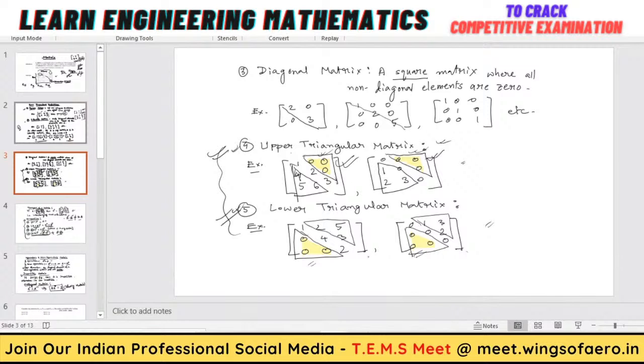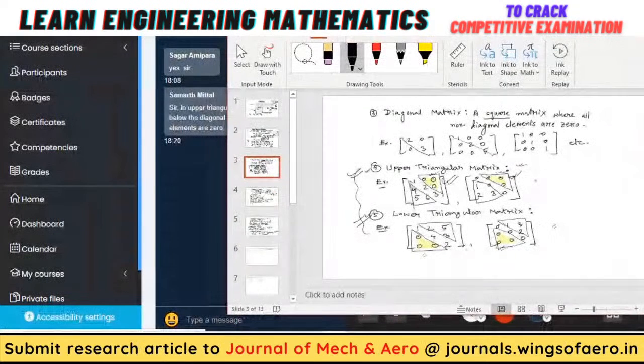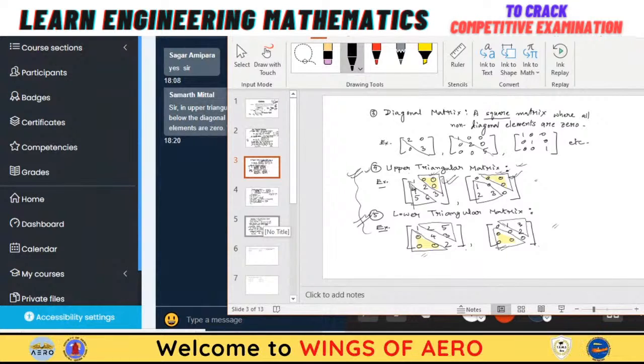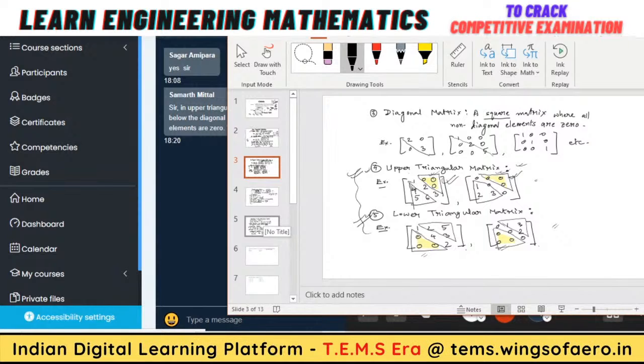Now did you get this point? Whatever I'm talking about, upper portion is 0, lower triangular means lower portion is 0. Don't bother about whatever the diagonal element is. It may be 0, it may be any other element, don't bother about it. Just divide the matrix into two parts, upper and lower. Can you get my point?